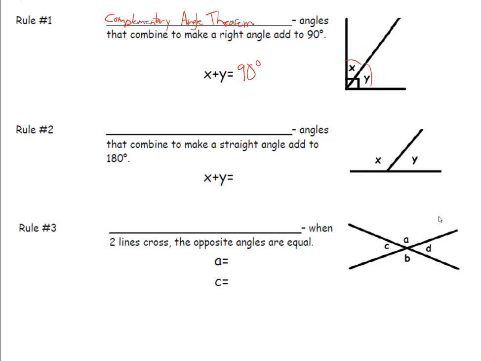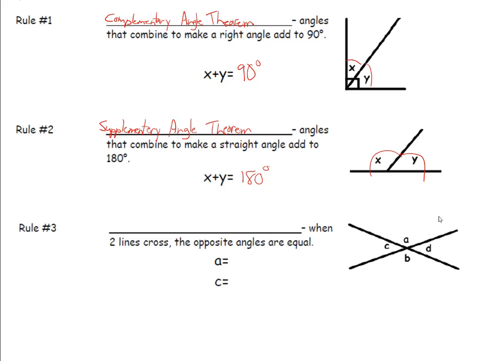Our next rule that we're going to talk about is going to be very similar to the complementary angle theorem, except it's called the supplementary angle theorem. So this is the supplementary angle theorem. And in this case, we have x and y that add together, and they just add to 180 degrees instead of 90 degrees because it adds together and gives us a flat line.